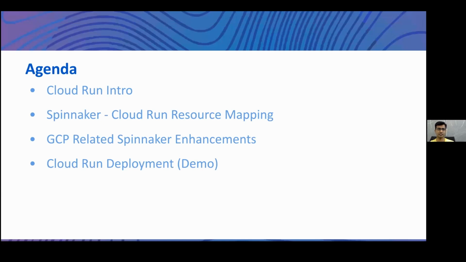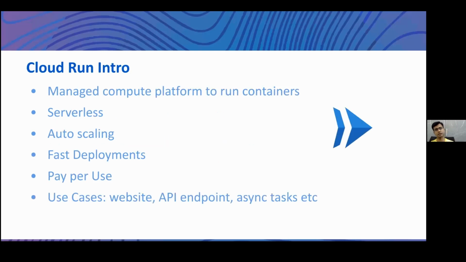and these are the topics I'm going to cover today. So Cloud Run introduction, and then we'll see Cloud Run resources, how they map to Spinnaker in the implementation. And then we see some Spinnaker enhancements related to the GCP, the Google Cloud provider. And then we see the Cloud Run deployment demo. So let's get into this.